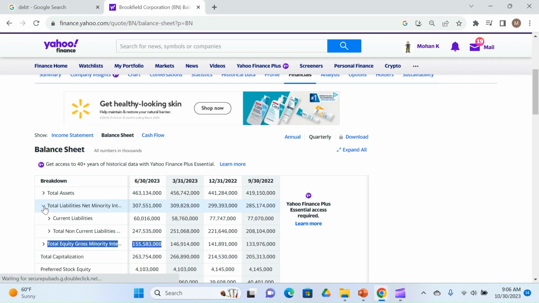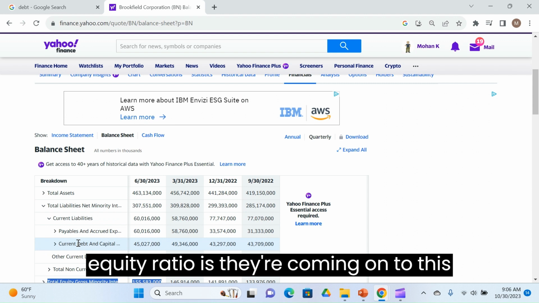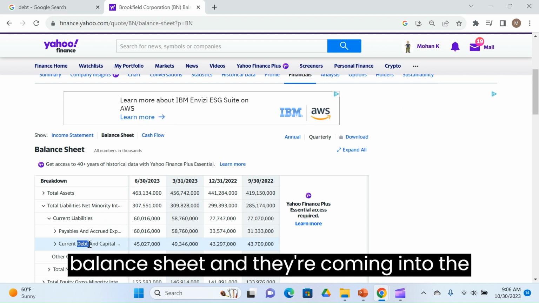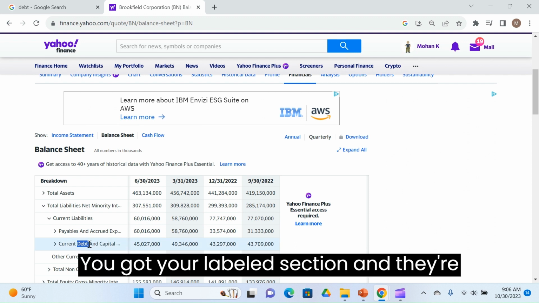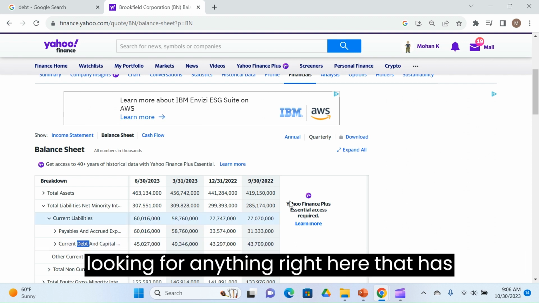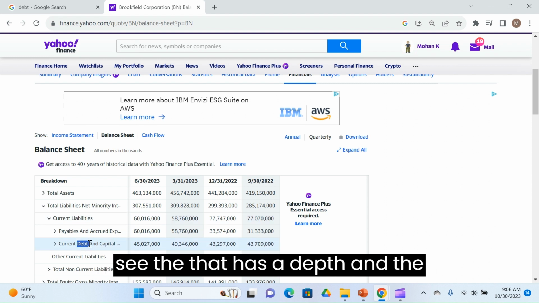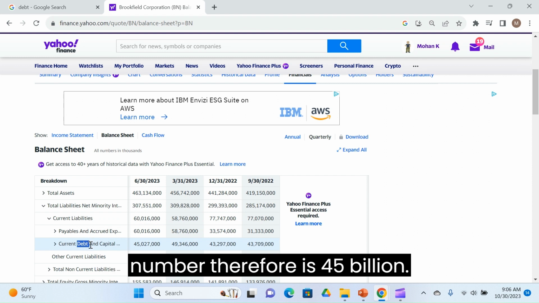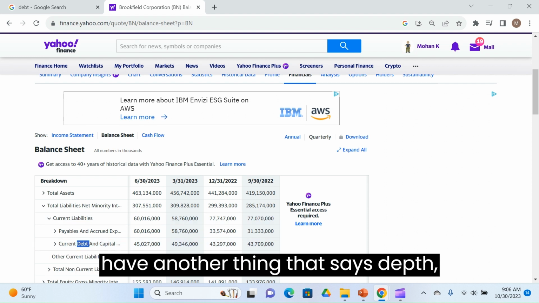Okay. So how they are calculating the debt to equity ratio is they're coming onto this balance sheet and they're coming into the liability section, which is right here. You got your liability section and they are looking for anything right here that has the word debt. So right here we can see that has a debt and the number therefore is 45 billion. Then you come over here and you have another thing that says debt.